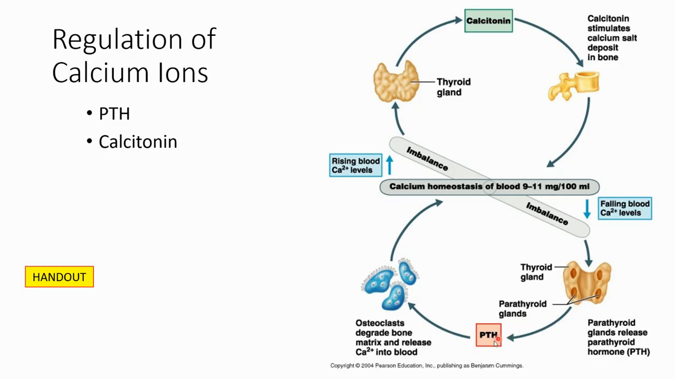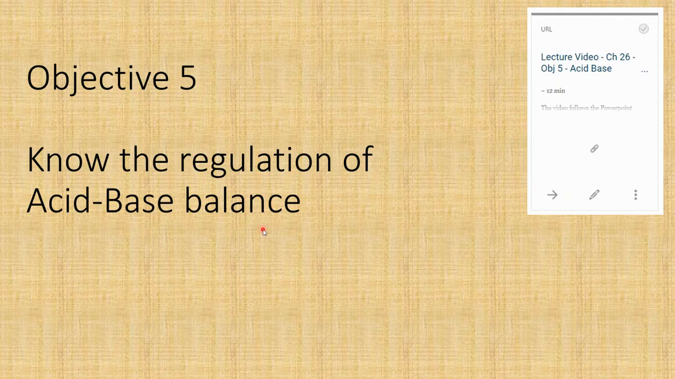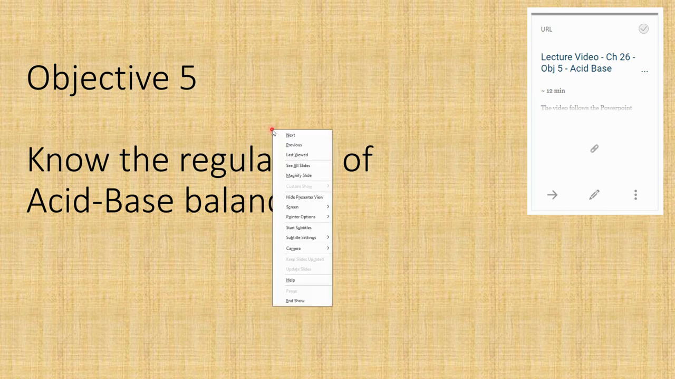The parathyroid glands are going to secrete parathyroid hormone, which are going to trigger the osteoclasts to break down bone matrix and put calcium back in the blood. All of this should be familiar. We've mentioned this a couple of times so far. And then that's going to conclude Objective 5.